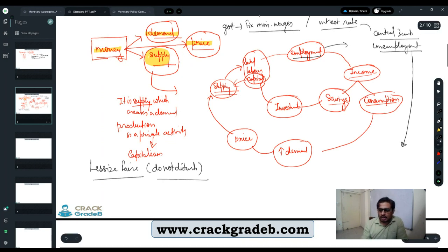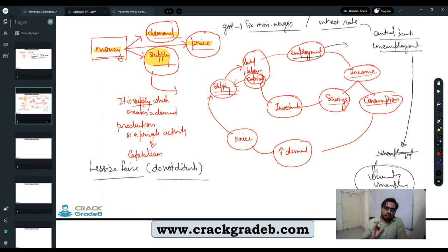Those people will not be considered unemployed, they will be considered voluntary unemployed. They will not come under the category of unemployed people. Voluntary unemployed, we are not concerned or bothered with them, we are only concerned with those unemployed people who are looking for employment but employment is not available for them, right? So they explained unemployment in this manner, number one.